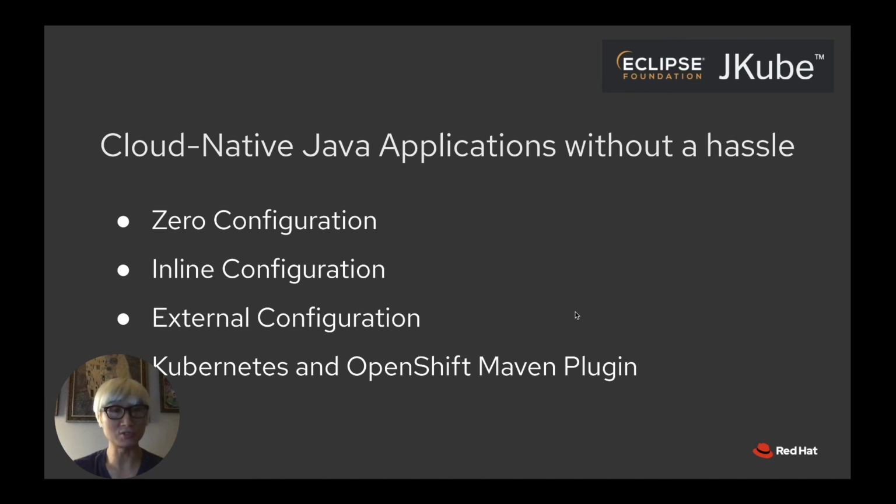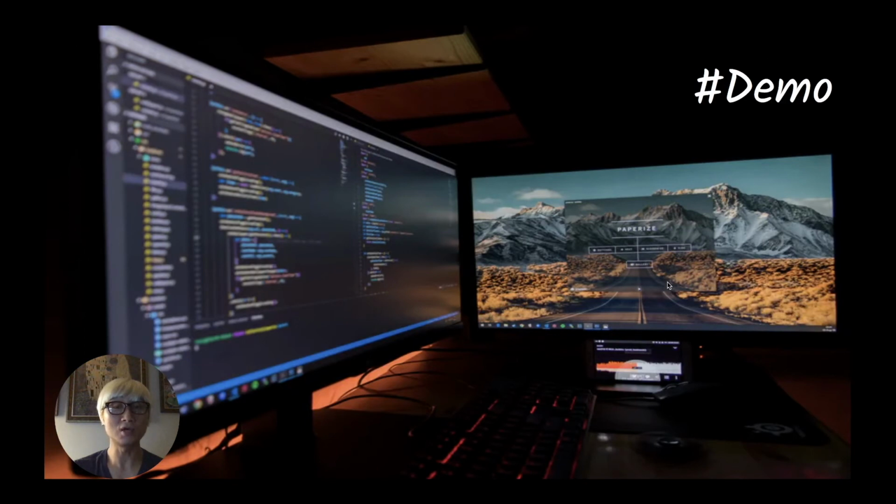Zero configuration, which means this tool automatically allows Java developers to generate manifests, and you can also just add the Kubernetes or OpenShift Maven plugin to your application. Let's take a look at how it works in a demo environment.